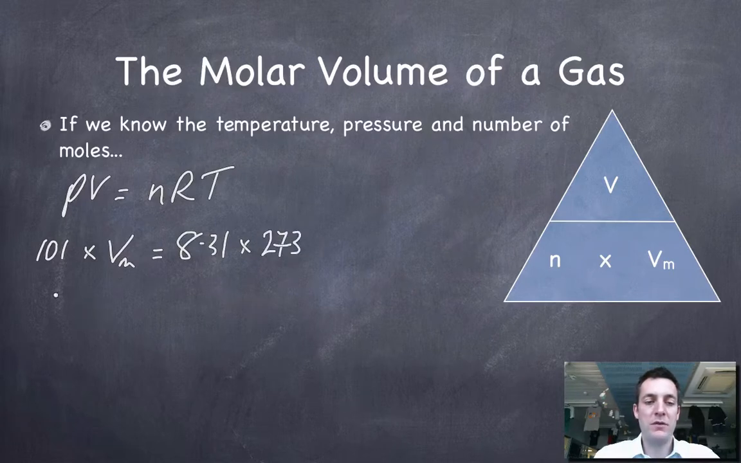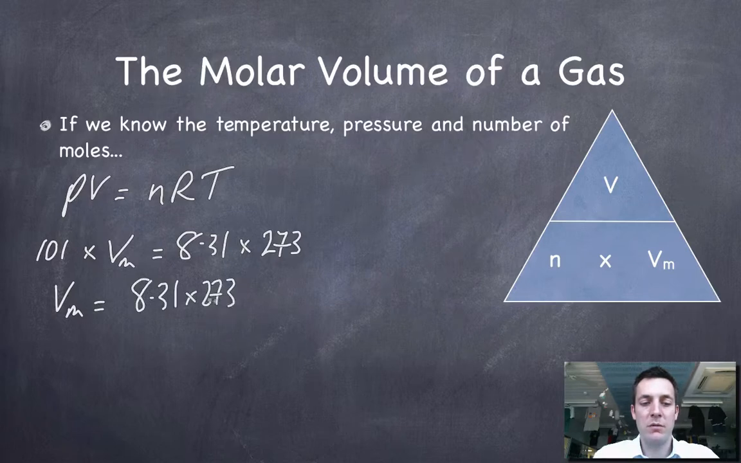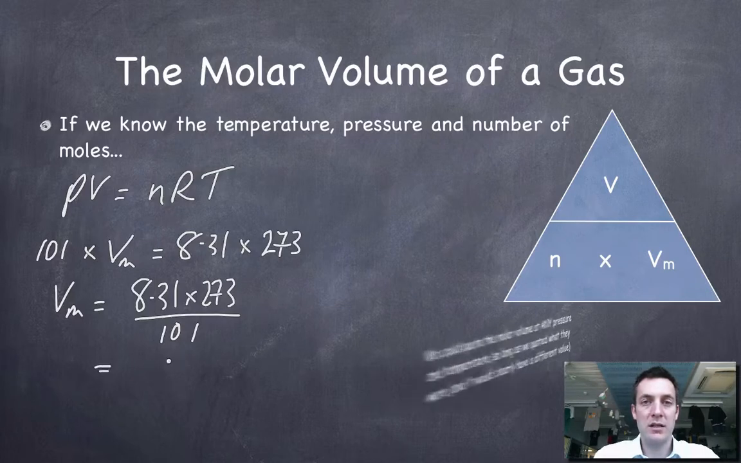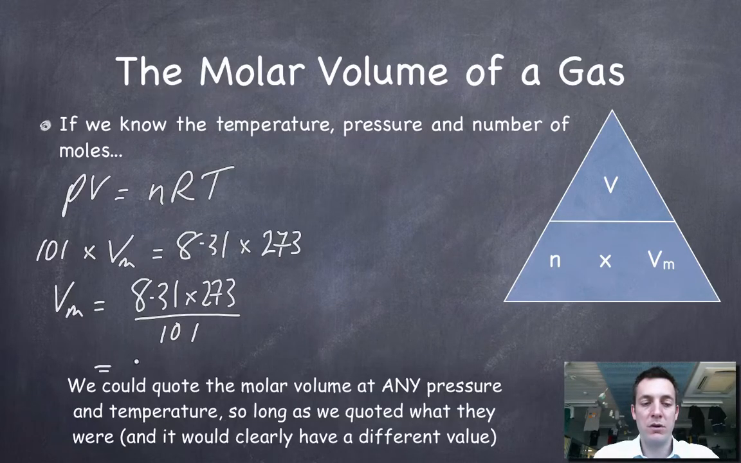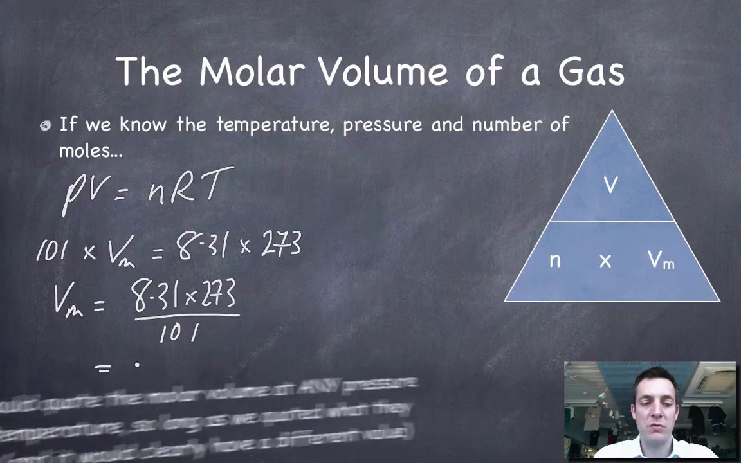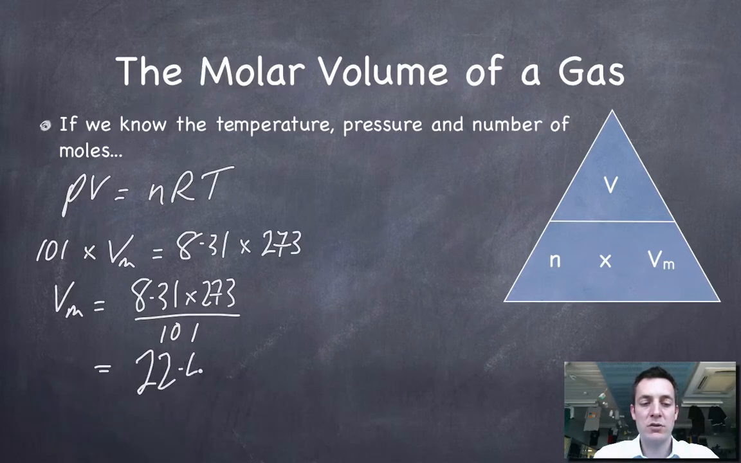And what you'll find if you do the sum here to find the molar volume at 8.31 times 273 divided by 101, is you find that at standard temperature and pressure, the molar volume of 1 mole of, so this is the volume of 1 mole of any gas, is 22.4 dm cubed.